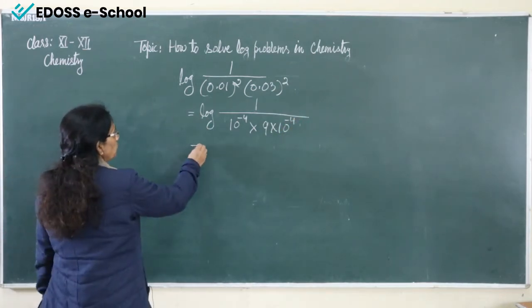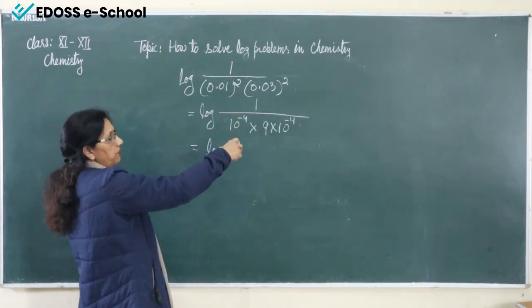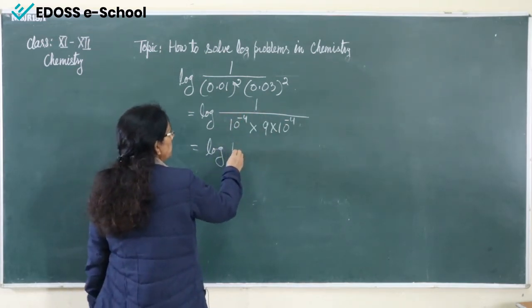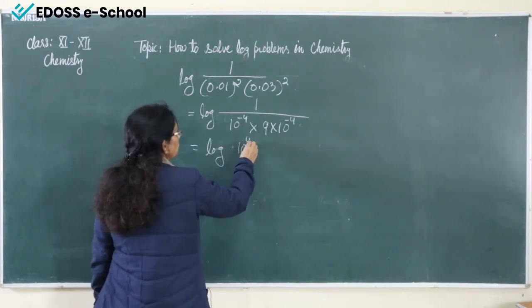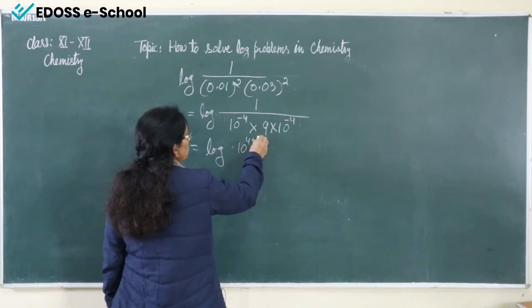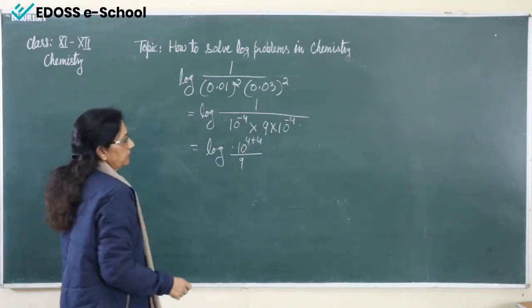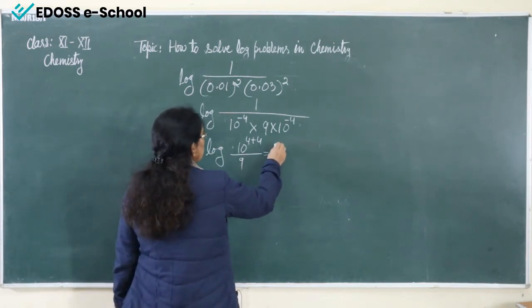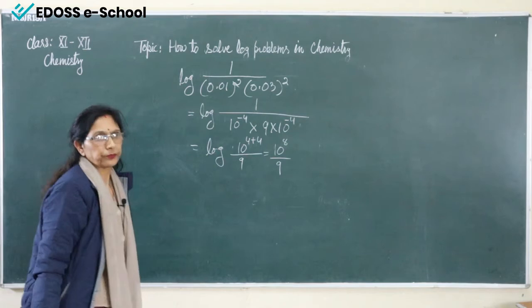Okay, so this is equal to log, they will go up and this will become 10 raised to power 4, and this is 10 raised to power 4. We can add it here also, and upon 9. So this is equal to 10 raised to power 8 upon 9.